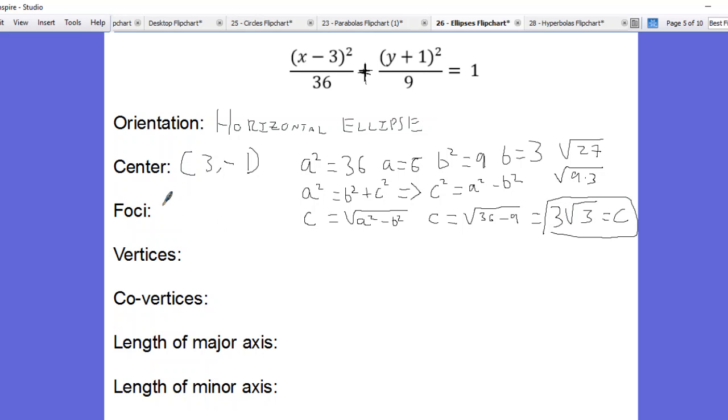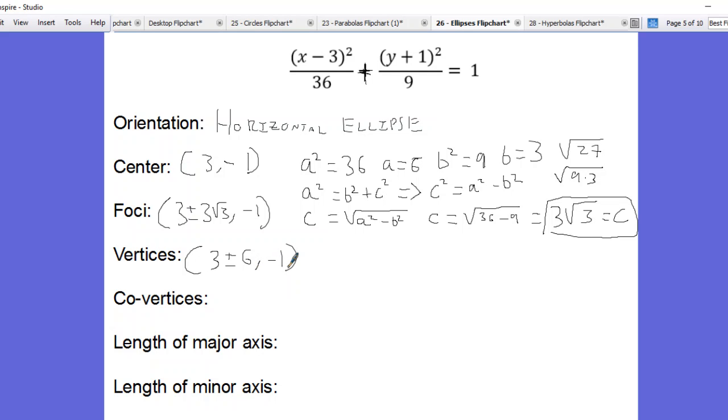Our foci are going to be the x coordinate of the center, 3 plus or minus 3 root 3, comma, negative 1. Our vertices are going to be, well, what do we determine our A term is? 6, right? So vertices are going to be 3 plus or minus 6, comma, negative 1.